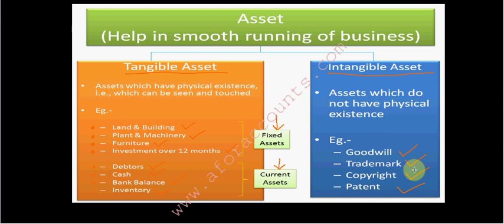Say for example Tata, Birla, your Reliance, their name is of such a big value, that is their goodwill. So their goodwill asset will remain in crores and crores of rupees, although that cannot be physically touched. So the assets which have an existence but not a physical existence are known as your intangible assets, that is your goodwill, trademark, copyright and the patents.